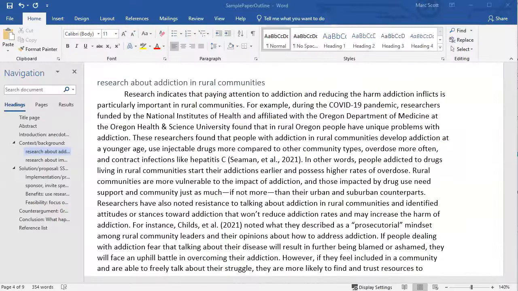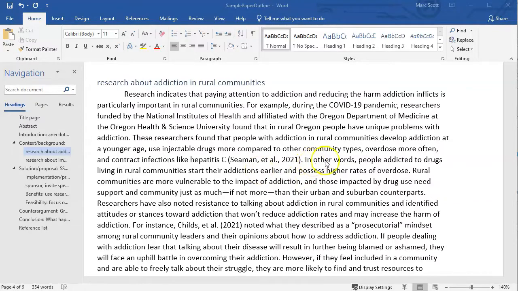So here we are in the sample documented argument, and I want to show you a few examples of transitions that we have in this larger paragraph. I've been working on this paragraph a bit. You saw this paragraph earlier when we were talking about quotes and paraphrases, and I added a bit more to it. I found some other sources that talked about addiction in rural communities and how, if leaders or prominent community members have a particular mindset towards addiction, it can be pretty unhelpful to getting folks to address their addiction issues.